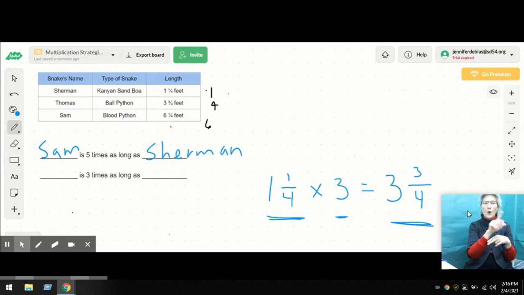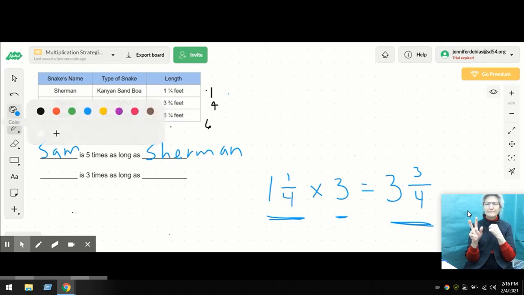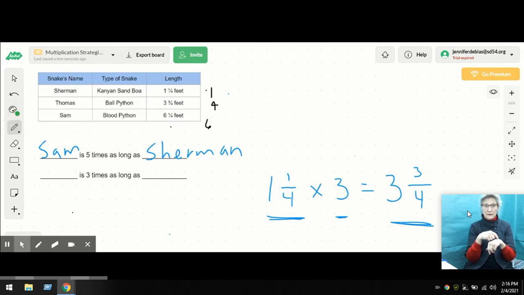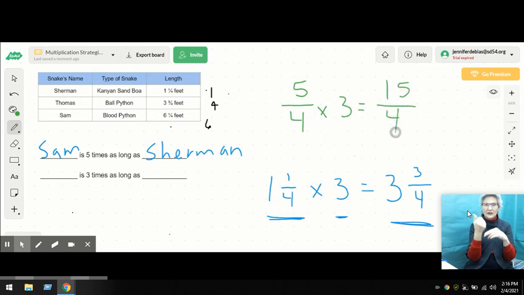Well, 1 1/4 times 3. This time I'm going to change colors here. I'm going to turn my mixed number into a fraction. I'm going to rename it as a fraction. So I know 1 whole is 4/4 plus 1/4 is 5/4 times 3 equals 15/4. But I need to make sense of that. Turn that back into a mixed number. Well, 15 divided by 4. I know that 4 times 3 is 12, right? So that's 3 wholes. And then I would have 3 left over. So that'd be 3 3/4. Is that right? It is.